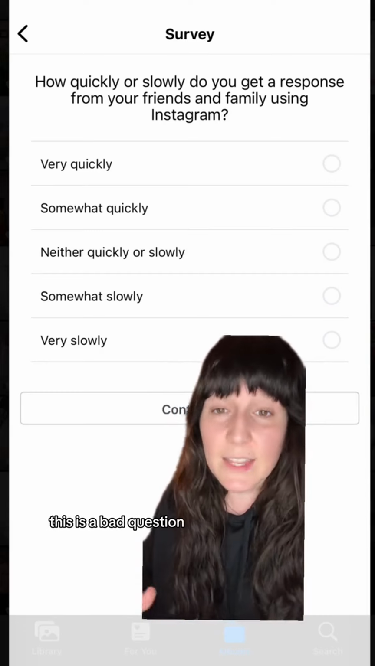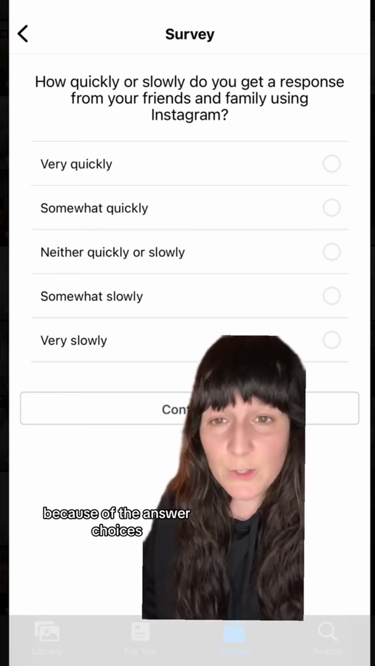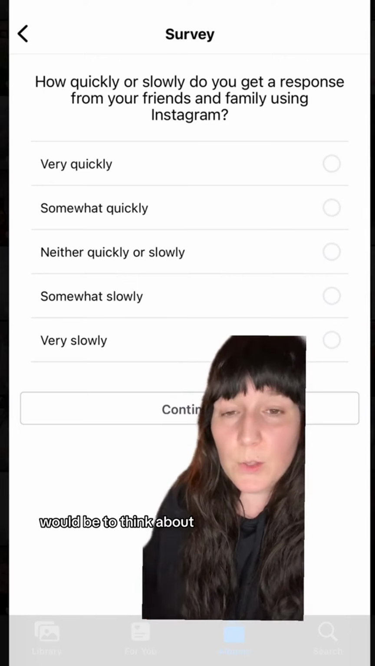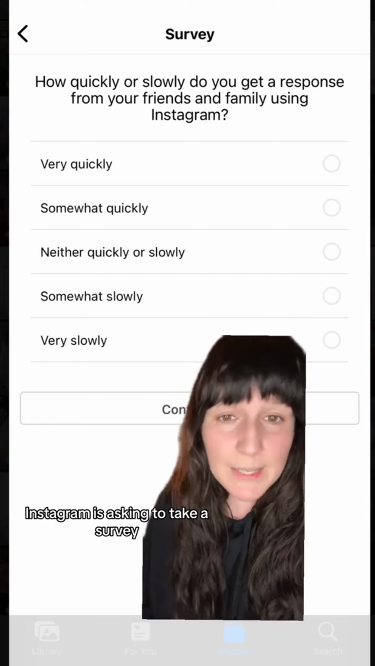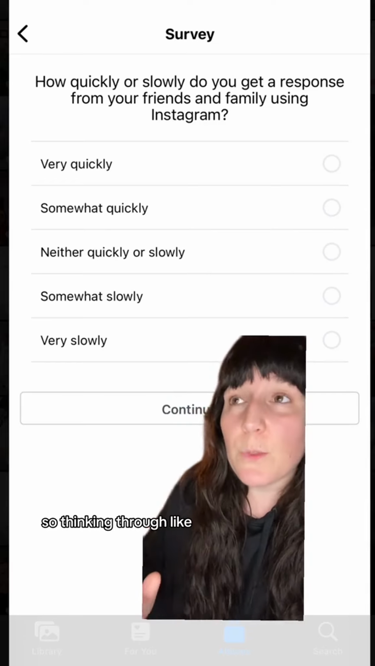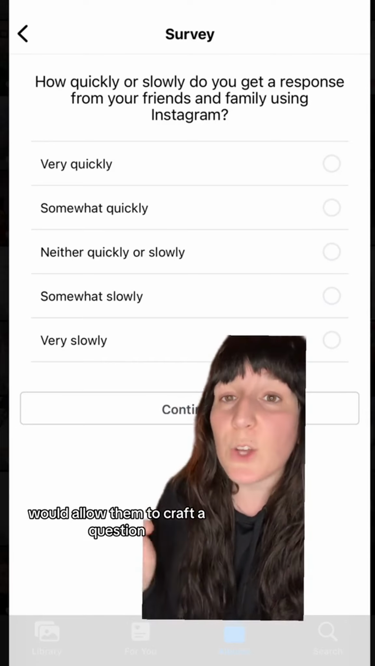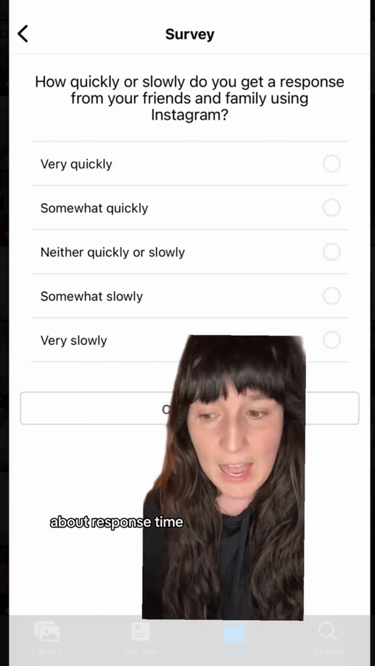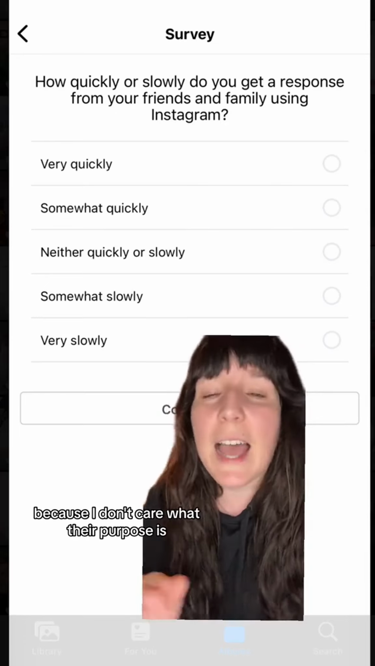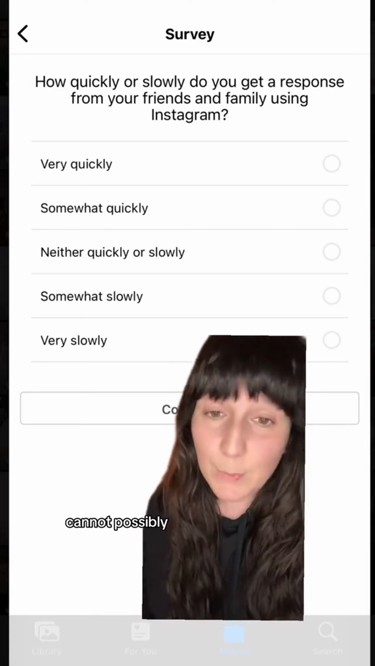The point is, this is a bad question. It's not getting them good data because of the way it's written, because of the answer choices, but the easiest way for them to make it not a bad question would be to think about the goal they have for this information. Instagram's asking you to take a survey. They obviously have a goal for how they want to use this information. So thinking through what they want to learn and how they would share this information would allow them to craft a question about response time, how quickly someone messages you back, that actually serves their purposes. Because I don't care what their purpose is, this question cannot possibly be serving it.